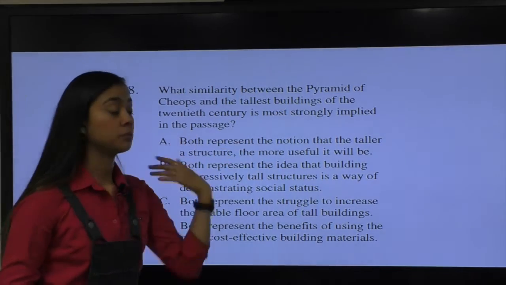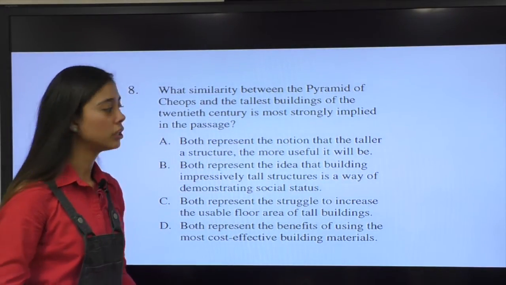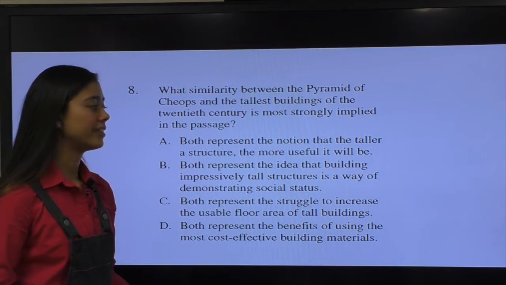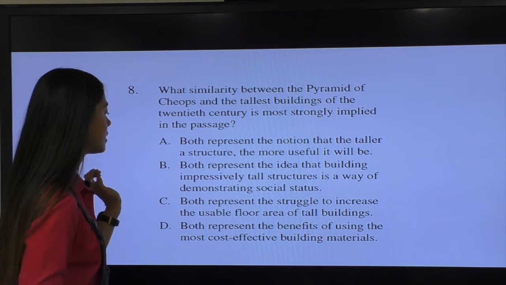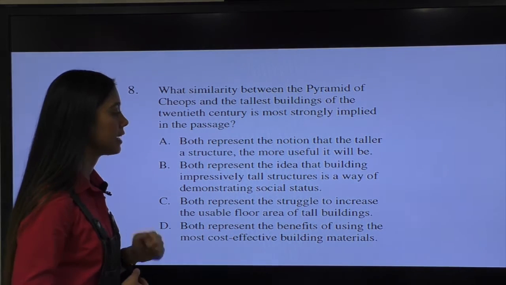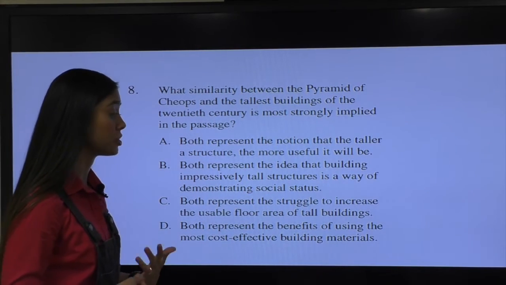So in this case, as we read throughout the passage, we know that the taller the skyscraper, the less useful. And then the pyramids does not really speak of the tall aspect of it being useful. So we can cross out A. B, both represent the idea that building impressively tall structures is a way of demonstrating social status.